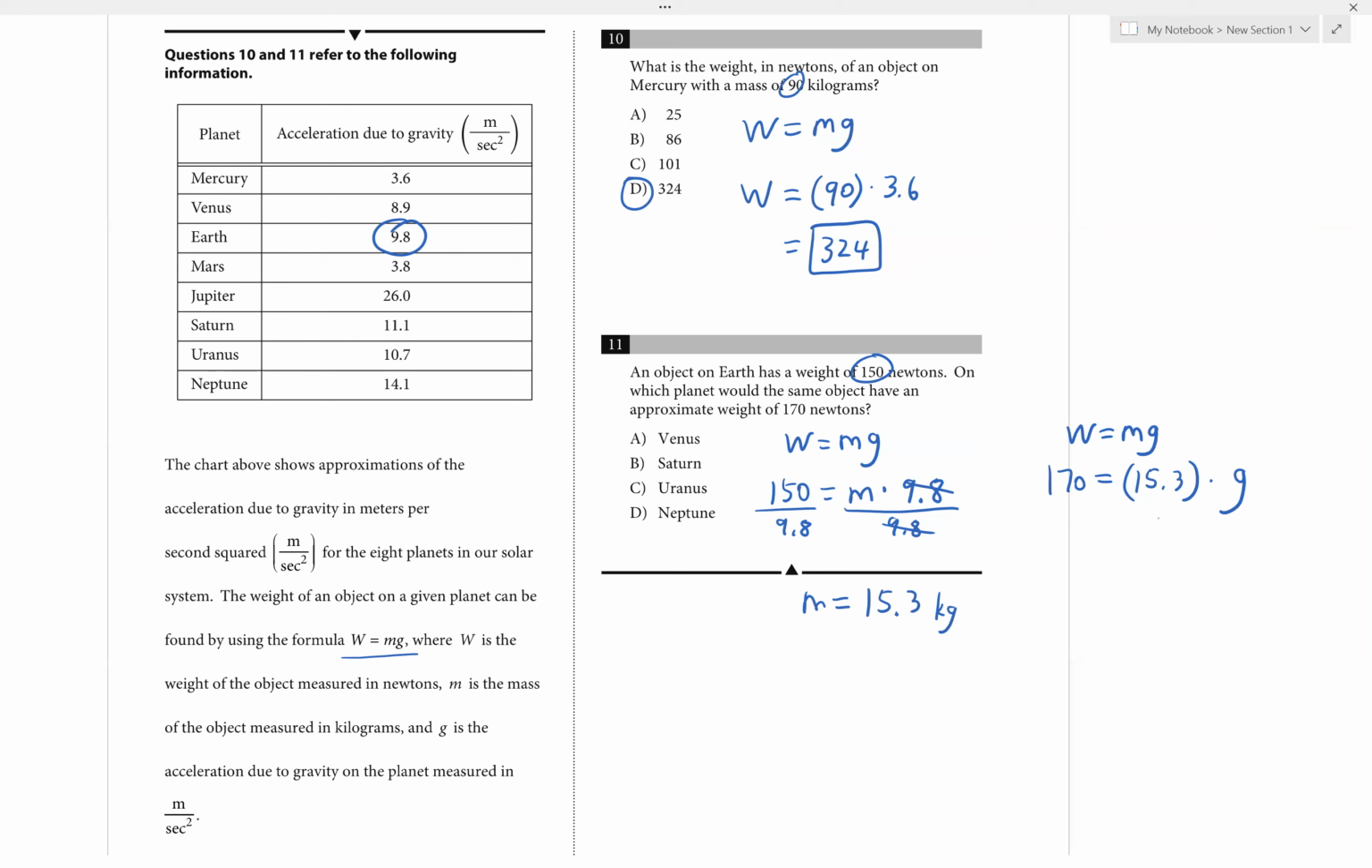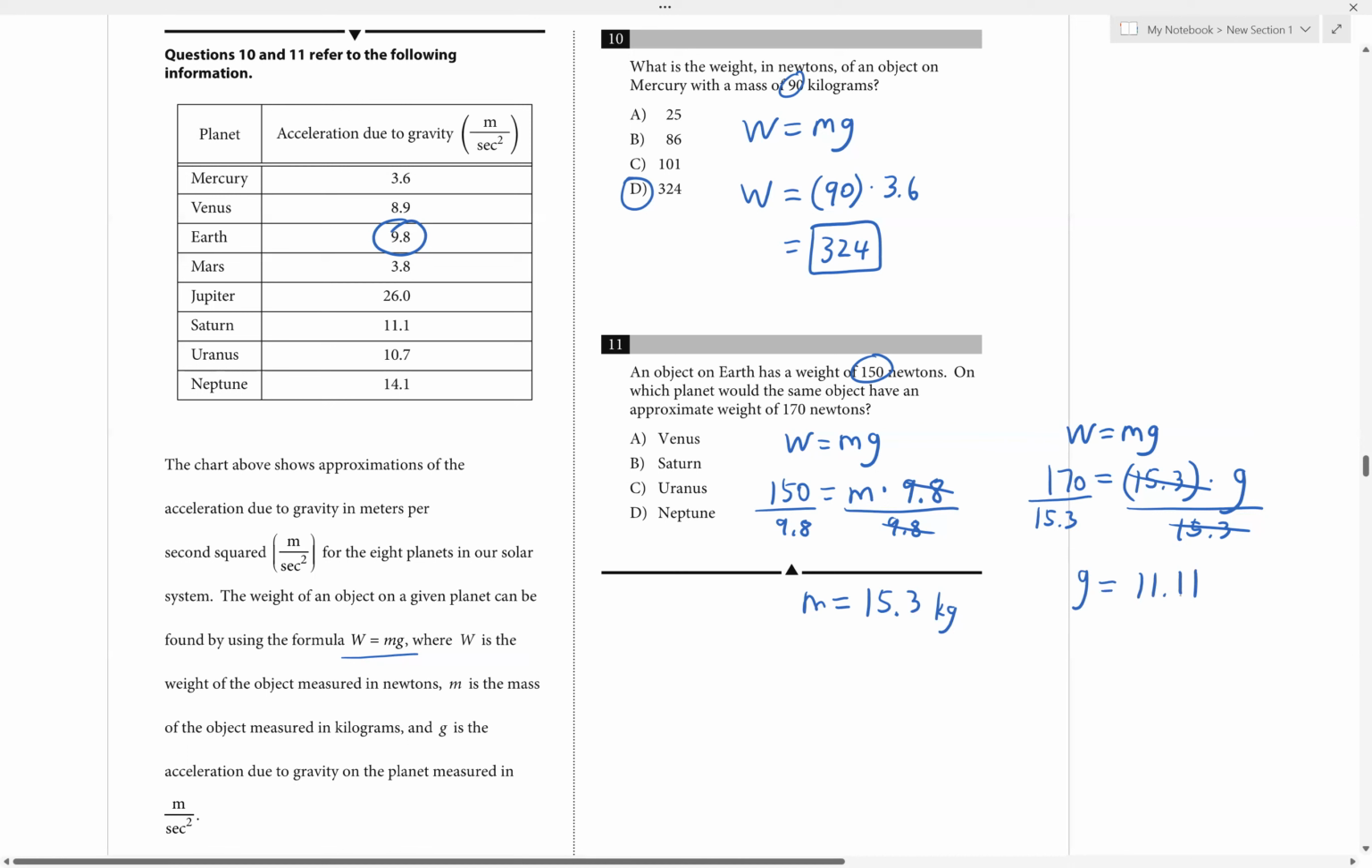To solve for g, we have to get g by itself. We have to divide by 15.3 on both sides here. So the 15.3 cancels. We do 170 over 15.3. We get g equal to 11.11, repeating.